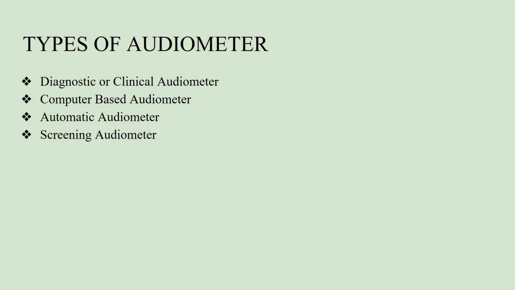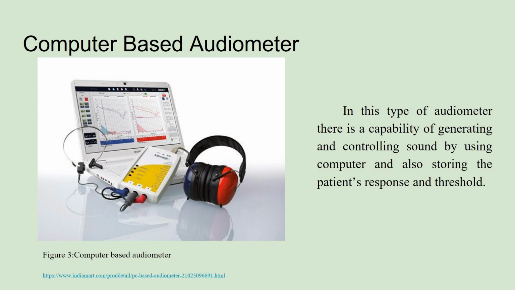Now I will talk about the different types of audiometer. There are 4 different types of audiometer, which are diagnostic or clinical audiometer, computer-based audiometer, automatic audiometer, and screening audiometer. A computer-based audiometer uses computers for generating and controlling sound and also storing the patient's responses and thresholds.